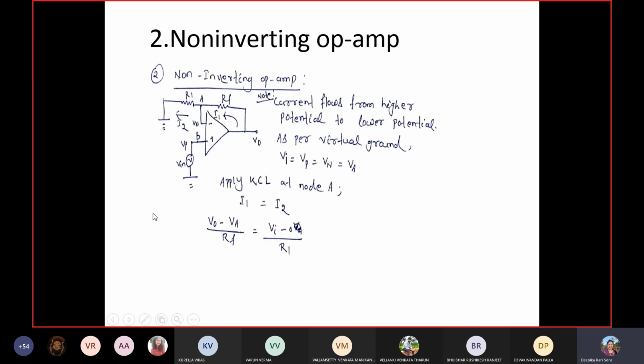But already we know, by the virtual ground concept, that Vp equal to Vn. Earlier we have written that Vb equal to Va, right? So the same thing, now Vp is Vin. All together we can write that Vp is Vin, which is equal to Vn, and that is equal to Va. Now look at the circuit and the feedback path. Now let's see, this input terminal or this side is grounded.